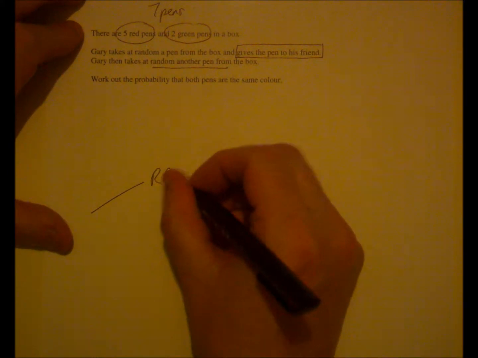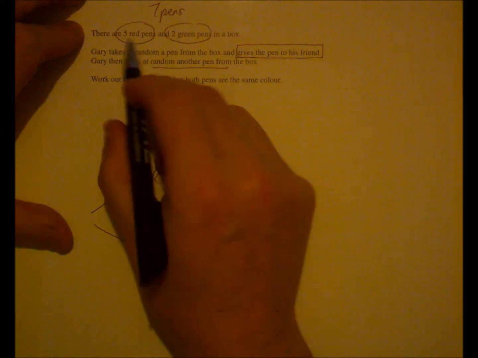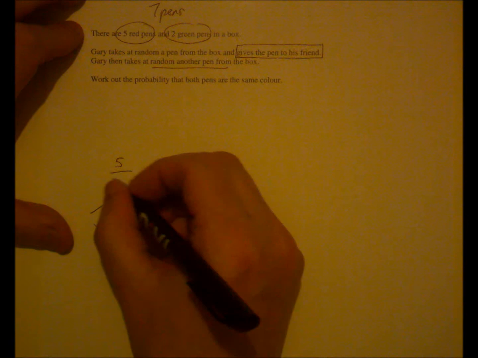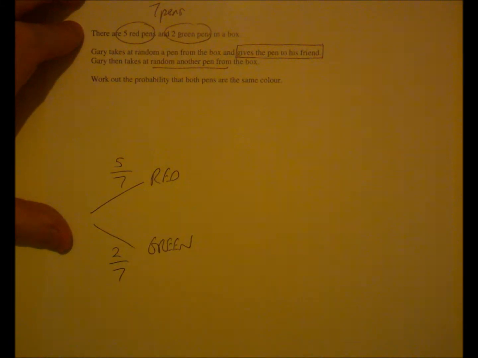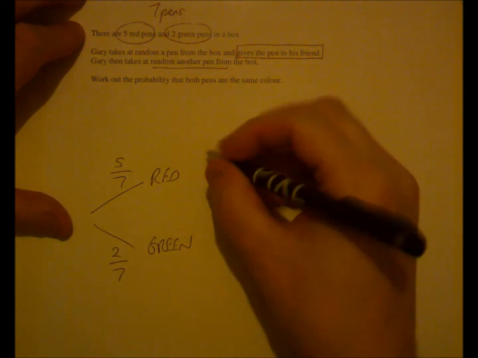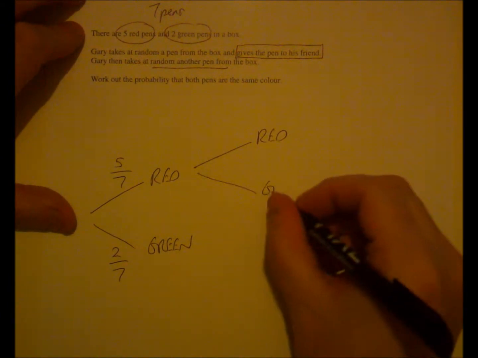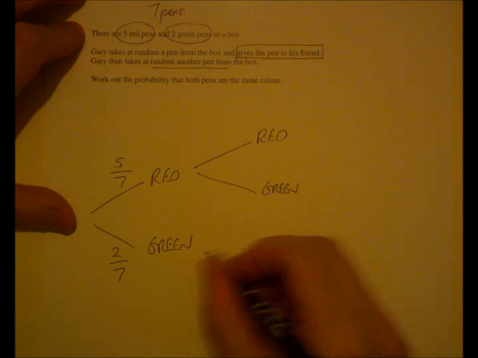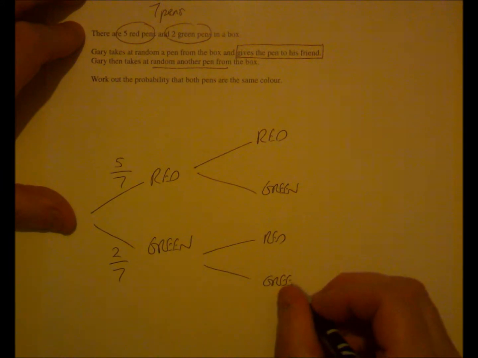So the first probability is either red or green. There are 5 red out of 7 pens and 2 green out of 7 pens. You'll pick up 1 mark if you can show both of them. The first probability for a red pen and the first probability for a green pen, that is worth 1 mark. Taking another red pen, taking a green pen, taking a red pen and taking another green pen.